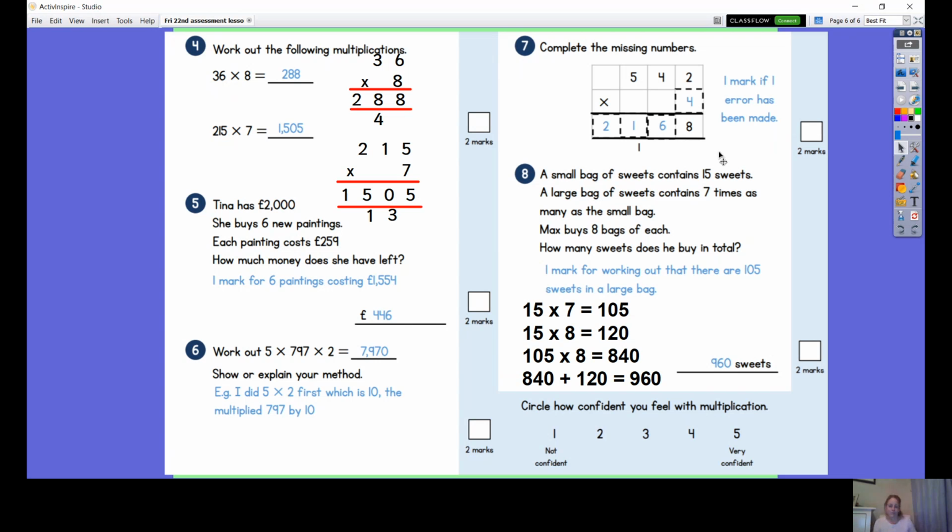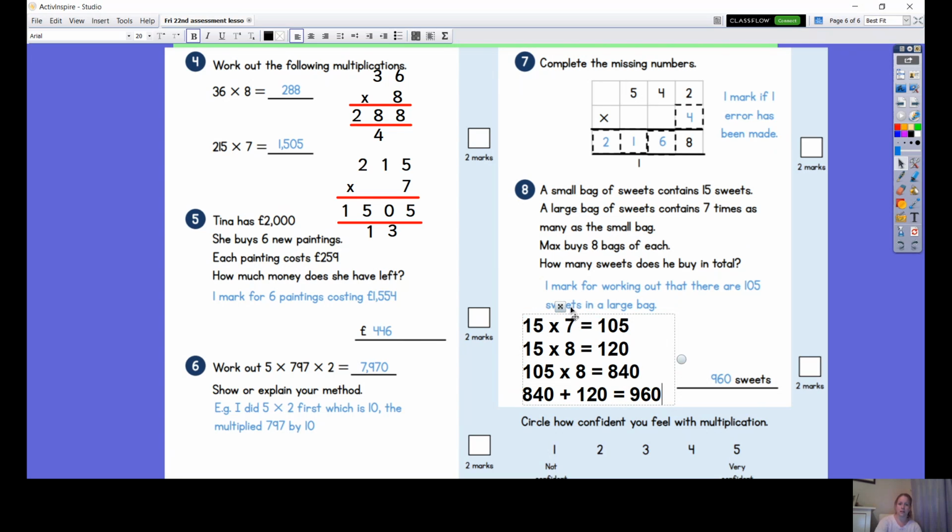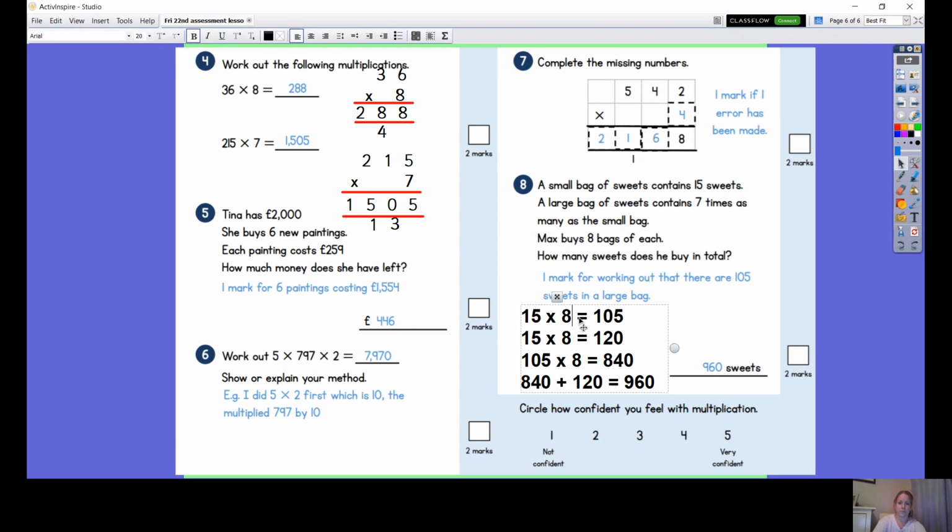Now this last one, it's not particularly tricky, it's just a bit faffy to work out. So there's a small bag of sweets, which had 15 sweets. Okay, oh sorry, that's supposed to be times 8. And so Max buys 8 bags of each.